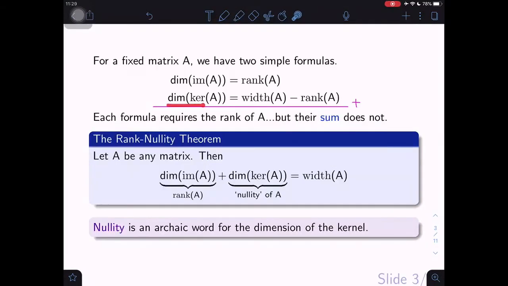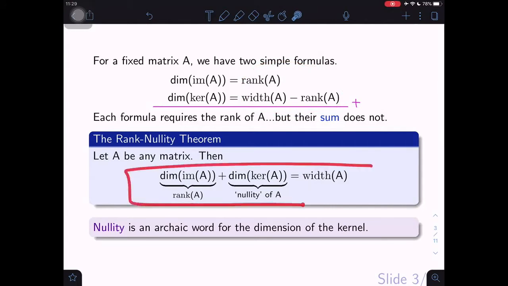The dimension of the kernel of a matrix is the width of the matrix minus the rank of the matrix. If we sum them up, on the left, we get the dimension of the image plus the dimension of the kernel. On the right, we have the rank of A plus the width of A minus the rank of A, which is equal to the width of A. This gives us what is called the rank-nullity theorem.